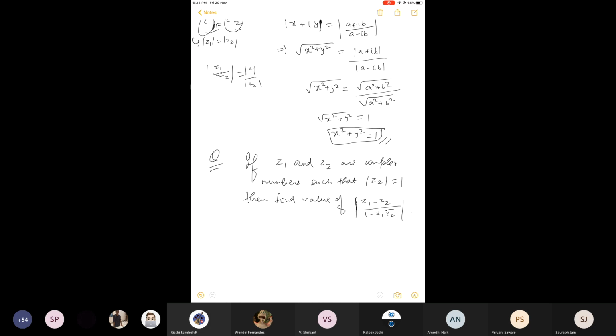Z1 and Z2 are any two complex numbers. Modulus of Z2 is 1. Based on that, and nothing is given about the modulus of Z1, you have to find the value of this expression. There is modulus. In the numerator, it is Z1 minus Z2. In the denominator, it is 1 minus Z1 Z2 bar.